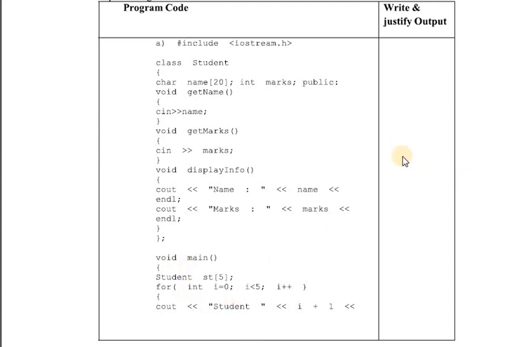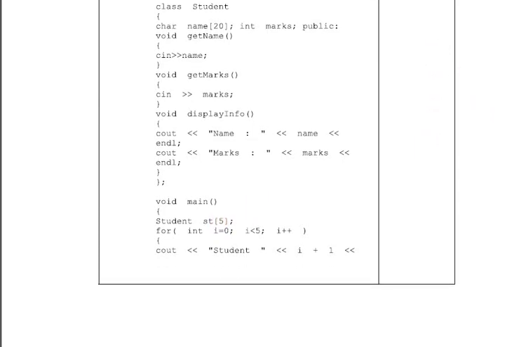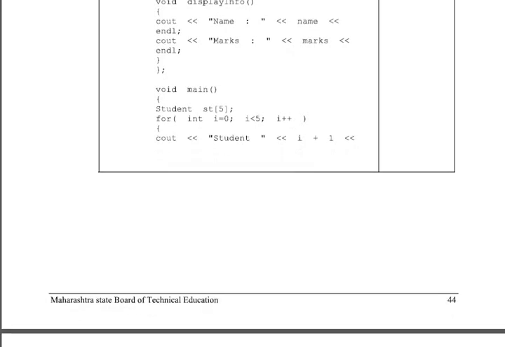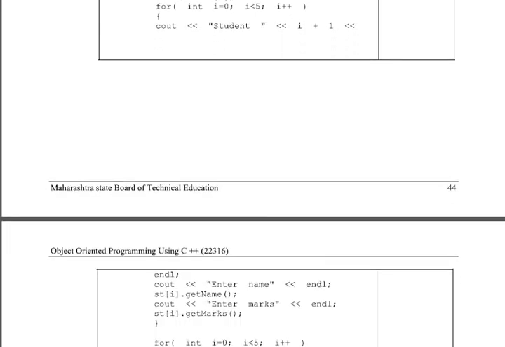And this is executed 5 times. Why? Because here is the array of object. So this array has size 5. So it will take 5 values from the user.